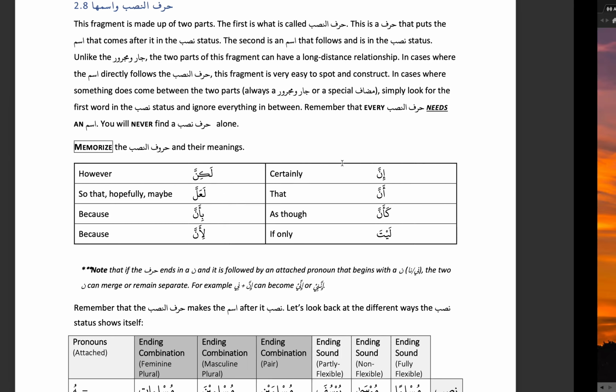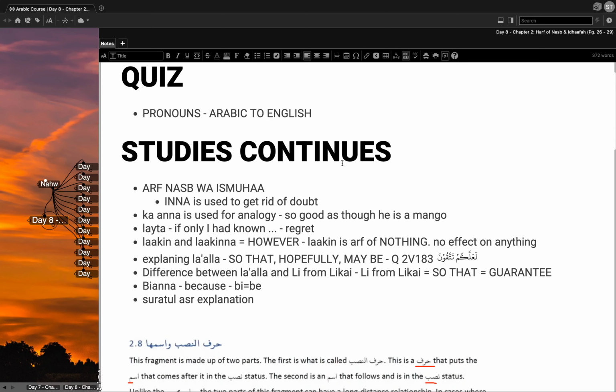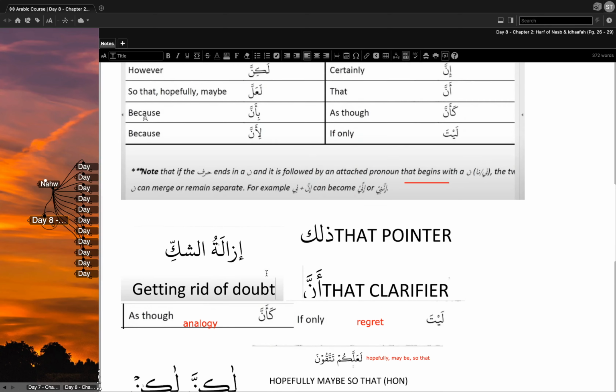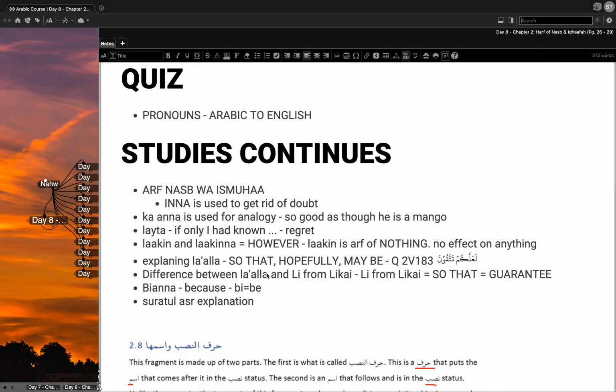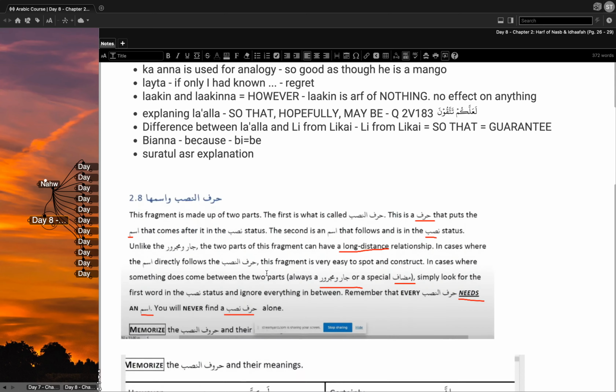For example, inna is used to clear doubt, izalat ash-shakk, getting rid of doubt. That's what inna is: certainly, indeed, definitely. And ka'anna is for comparison, some kind of analogy. So it's like, as though it's a mango, something like that.